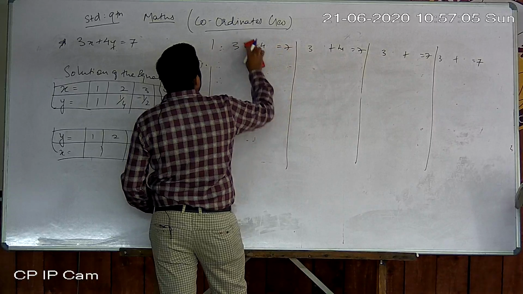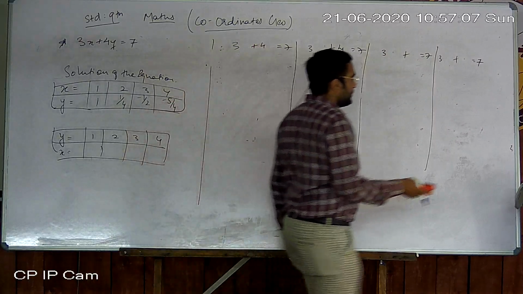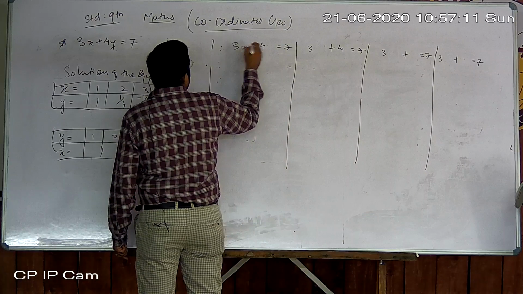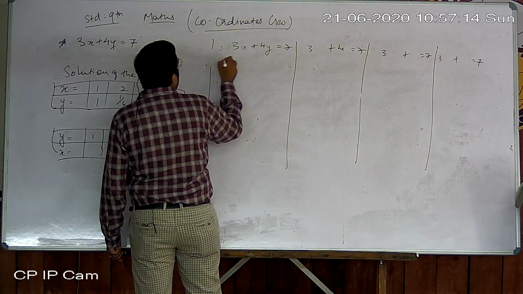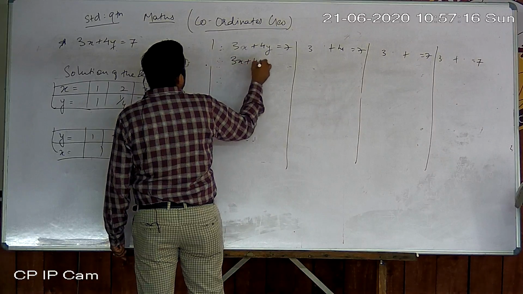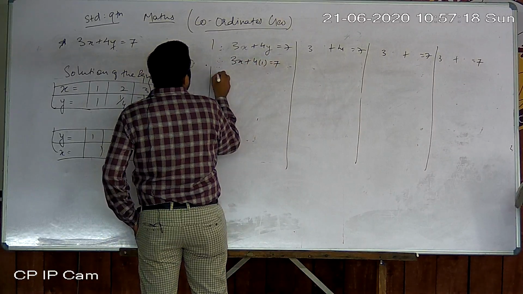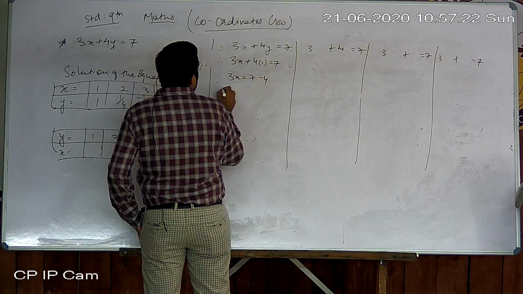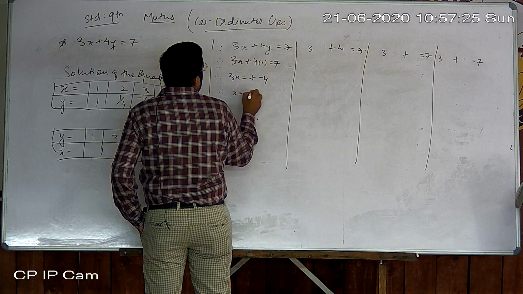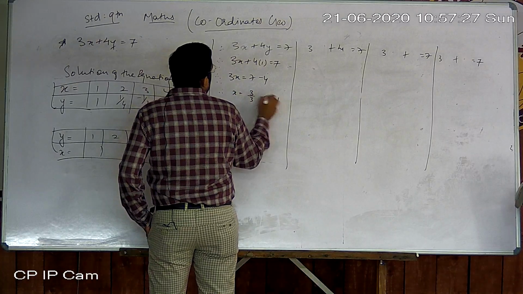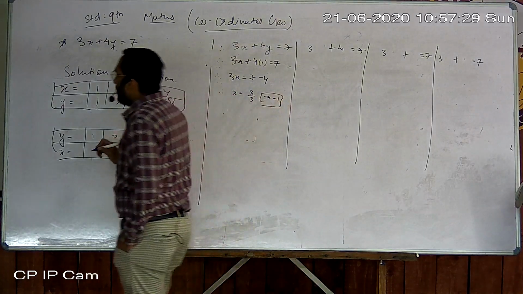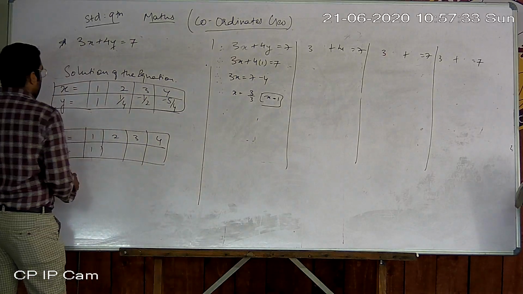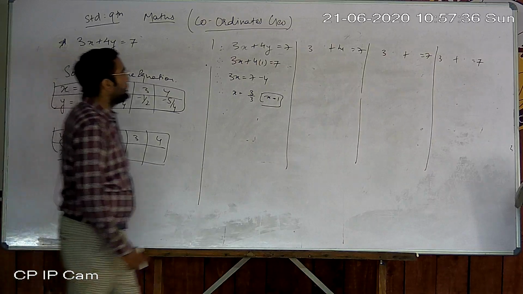Okay, so in the first case, 3x plus 4y equal to 7, therefore 3x plus 4 into 1 equal to 7, therefore 3x equal to 7 minus 4, therefore x equal to 3 by 3, that is x equal to 1. So when I put the value of y as 1, I found the value of x as 1.